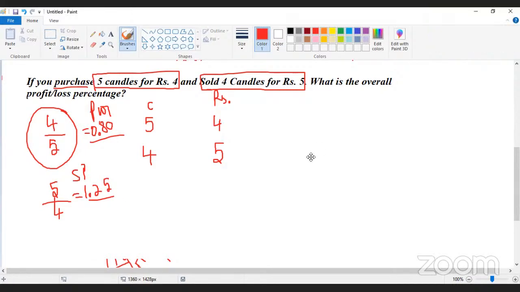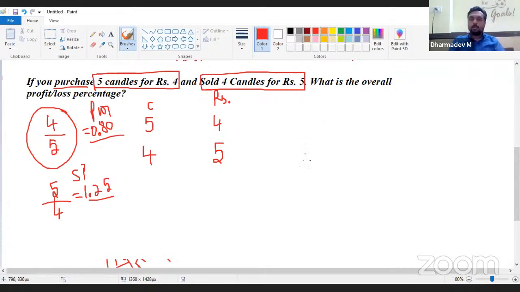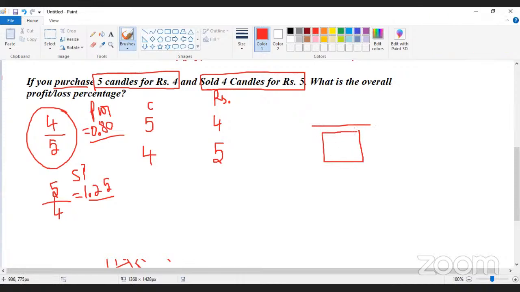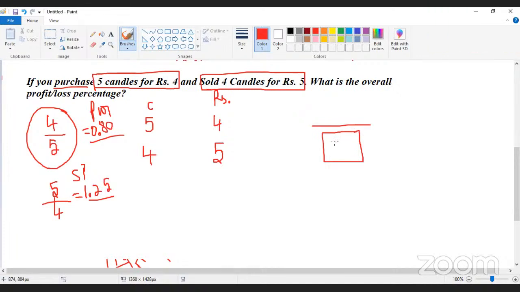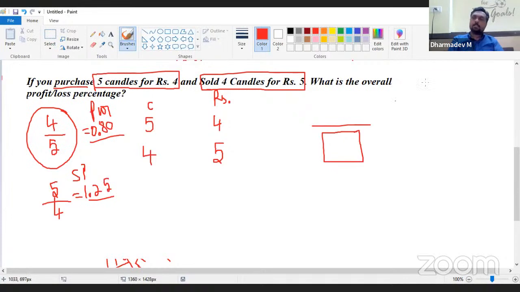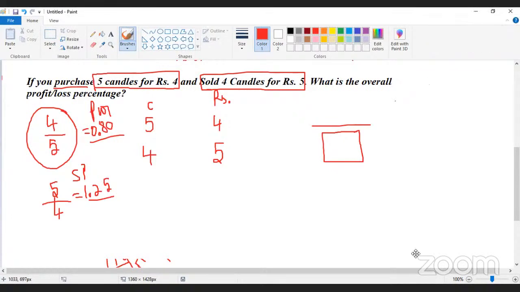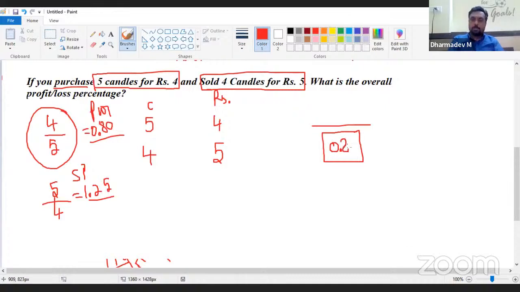Profit. Yes. I hope you remember the concept we did in the first question in profit and loss. What will be the base always? What is called the base? The cost price. Cost price, very good. So 0.80 is the base.